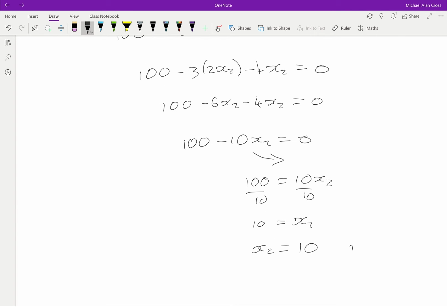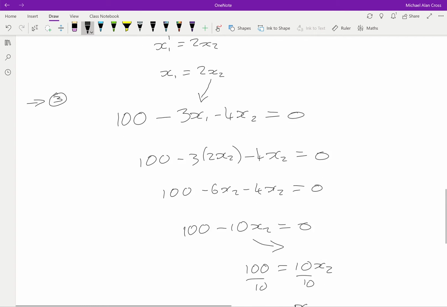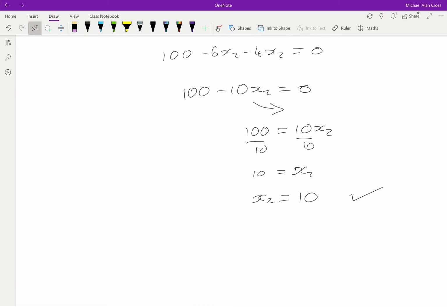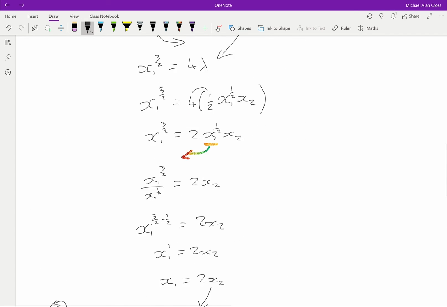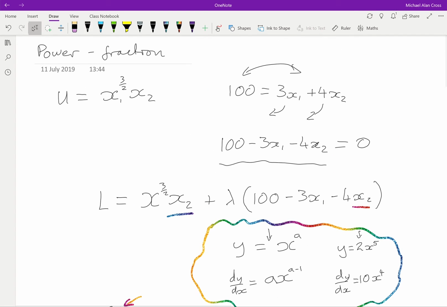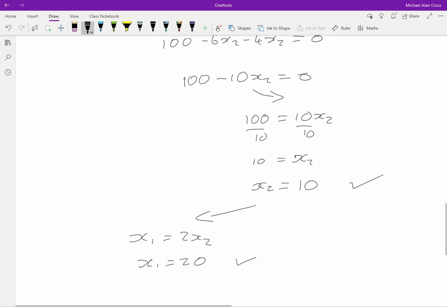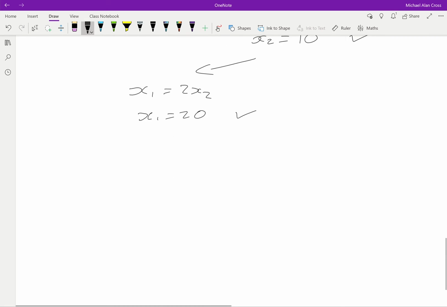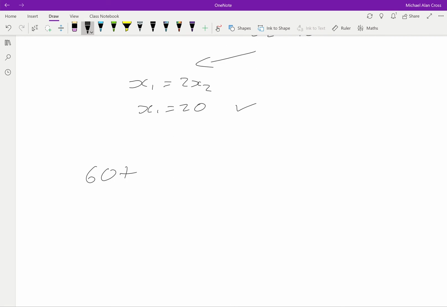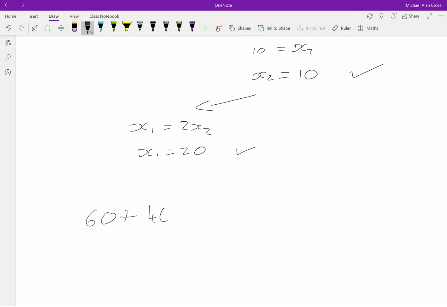And that's our first solution. And then the next one, we already know that x1 equals twice x2, so x1 is 20. And now we just need to put it back into the very, very, very original constraint here to make sure that 3x1 plus 4x2 equals 100. So 3x1 is 60 plus 4x2 is 40, and yes, that equals 100. So this is looking very good.